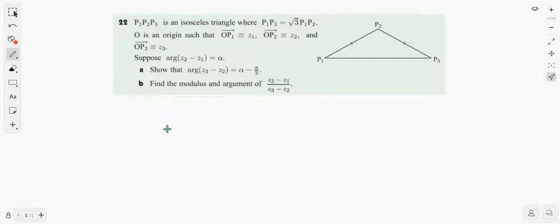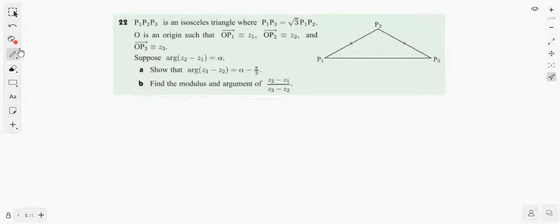Okay, here's number 22. P1, P2, P3 is an isosceles triangle where the length of P1P3 is square root of 3 times P1P2. And O is an origin such that vector OP1 is Z1, vector OP2 is Z2, and vector OP3 is Z3. Suppose the argument of Z2 minus Z1 is alpha. Show that the argument of Z3 minus Z2 is alpha minus pi over 3. And hence find the modulus and the argument of (Z2 minus Z1) over (Z3 minus Z2).